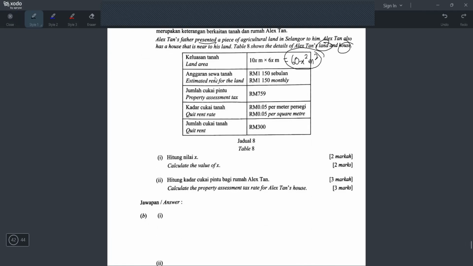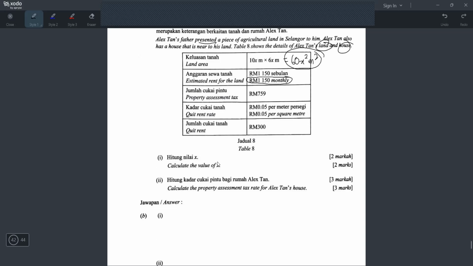Okay, estimated rent for the land. So the rent, the monthly rent is 1150. And then property assessment tax. So this definitely is a cukai punya question, tax question, right? So property assessment tax is 759. Quit rent rate. Okay, quit rent means the cukai tanah is RM 0.05 per square meter, right? But the land is 60x square meter square, right? And then quit rent is RM 300.